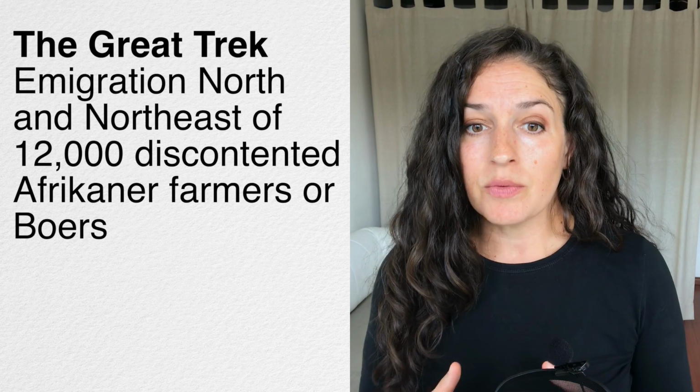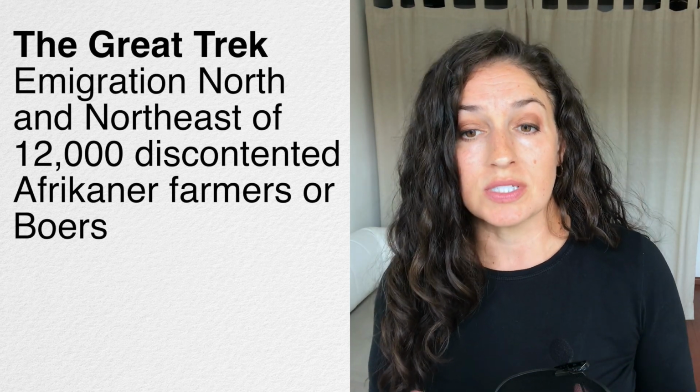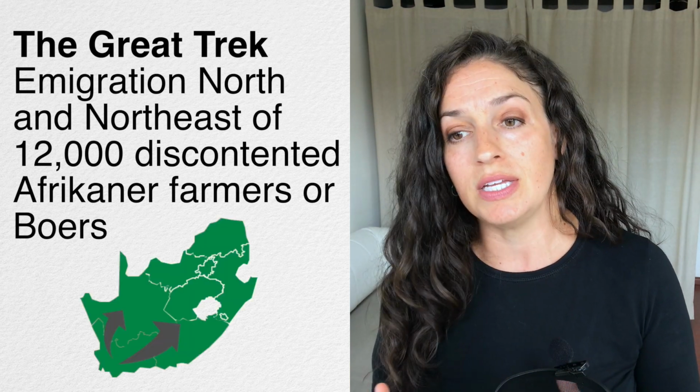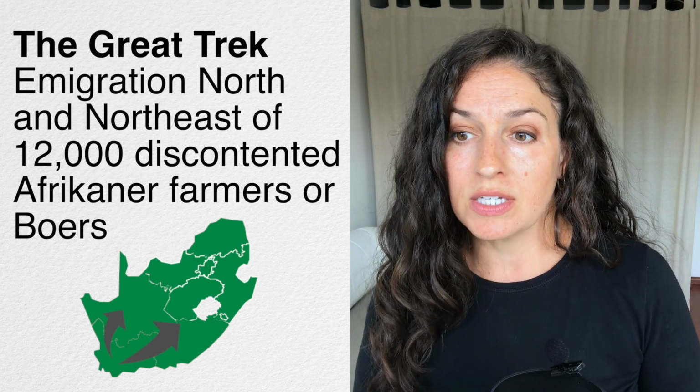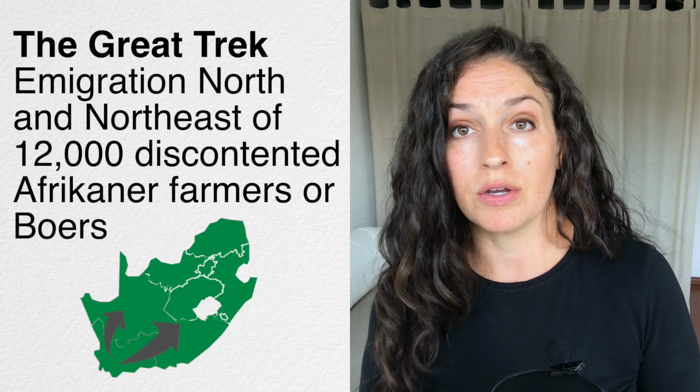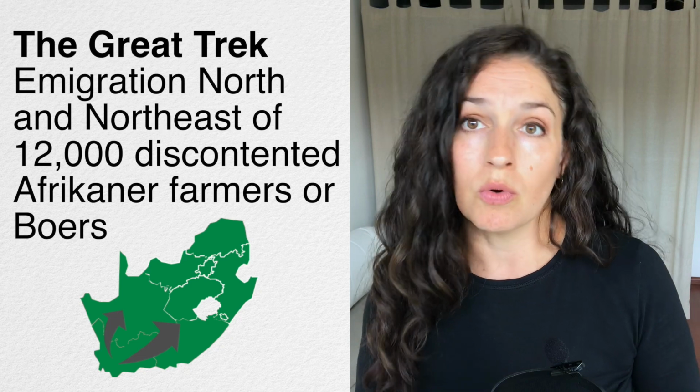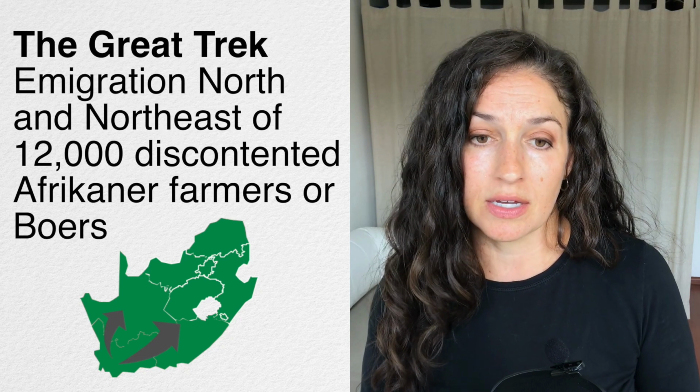This development, and in particular the emancipation of slaves in 1834, really had a dramatic effect on the colony. And this precipitated what was called the Great Trek, which was this emigration north and northeast of around 12,000 discontented Afrikaner farmers, or Boers at the time. These people were determined to live independently of colonial rule and what they saw as an unacceptable racial egalitarianism at the time.